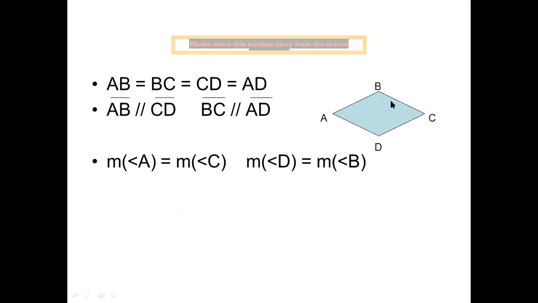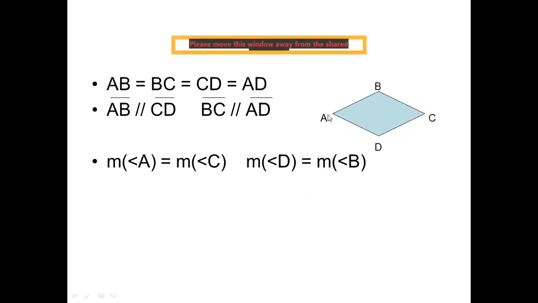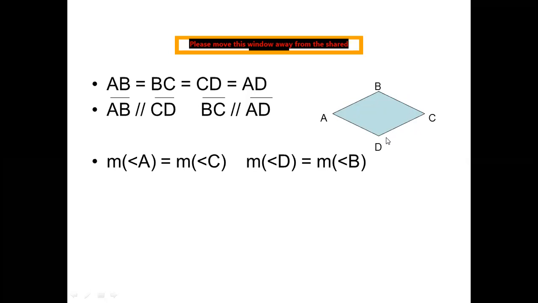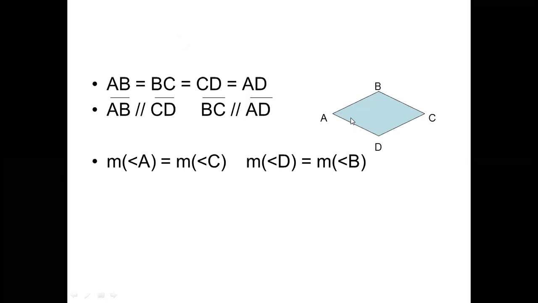For example, this rhombus ABCD. In this rhombus, all its sides are equal in length: AB equals BC equals CD equals DA. The four sides are equal in length. And each two opposite sides are parallel: AB parallel to DC and AD parallel to BC. And also opposite angles are equal in measure. Measure angle A equals measure angle C, they are opposite angles. Measure angle B equals measure angle D, also opposite angles.